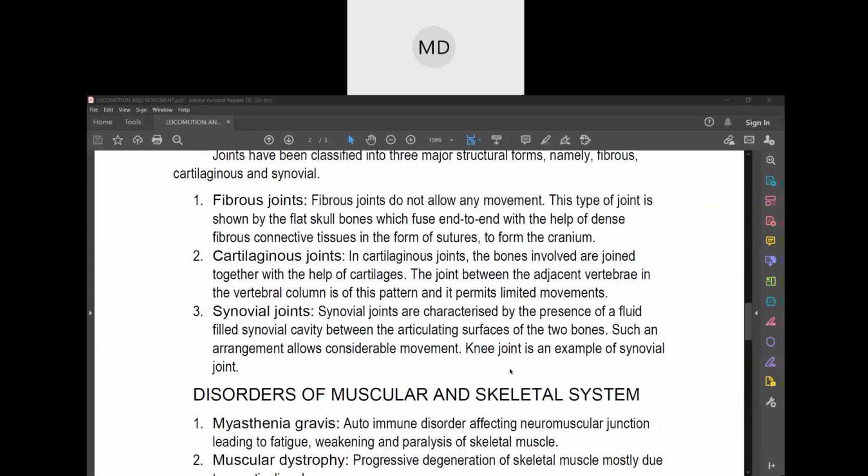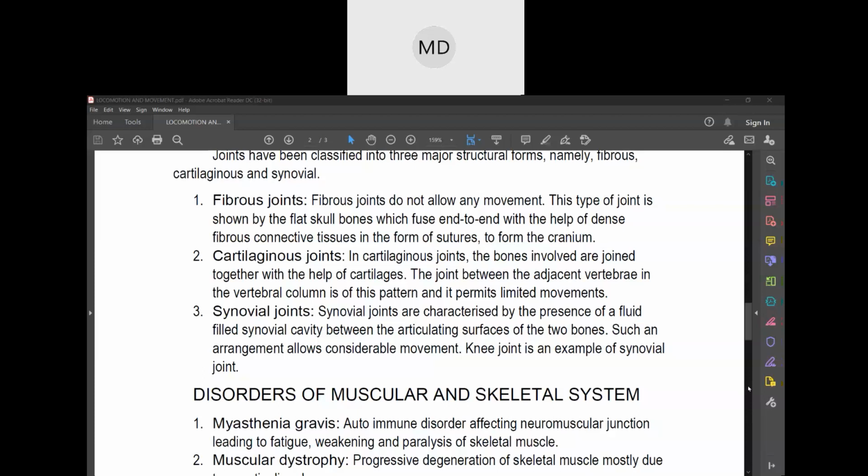Okay, so these are the types of joints. The thing to remember is that sometimes it might be asked what type of joint does not allow any type of movement, then it is fibrous joint. Then the joints in the cranium region. What are the joints present in the cranium region? That is fibrous joint.